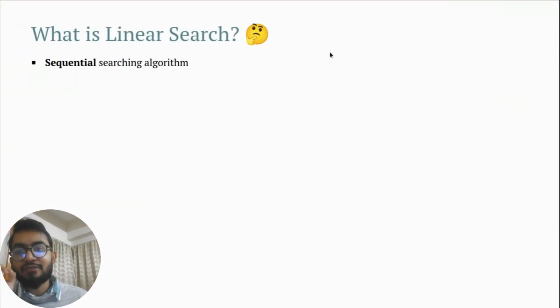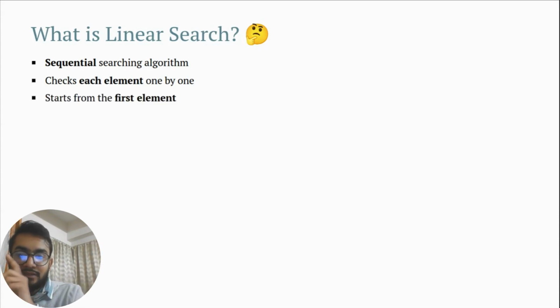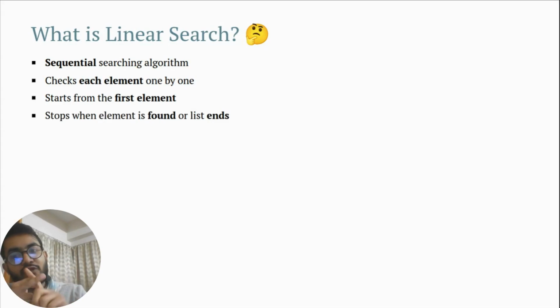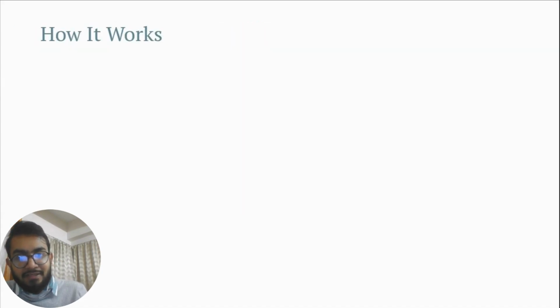So what is linear search? Linear search is a sequential searching algorithm, and it checks each element one by one. It starts from the first element, and it stops when the element is found, or the list ends. And it works on unsorted data as well.